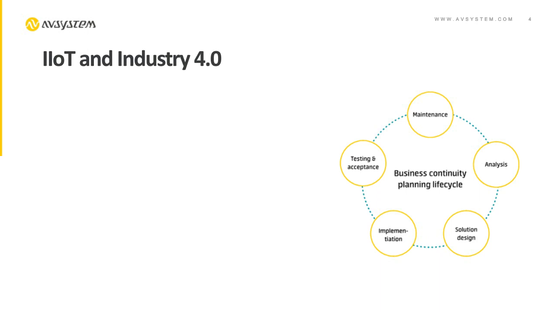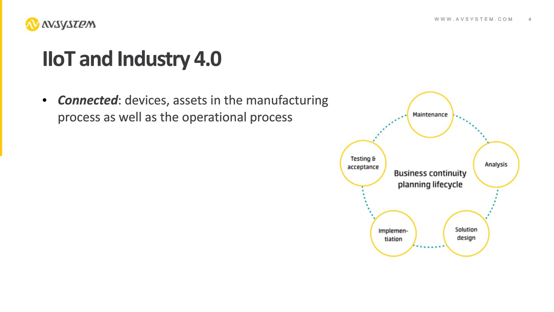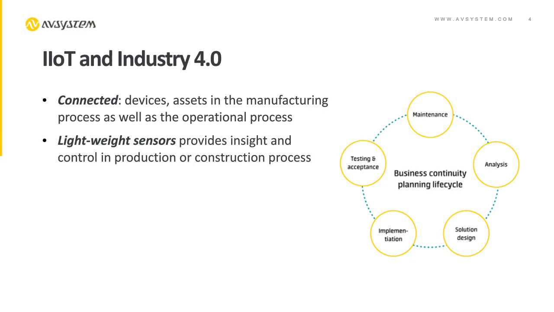So here brings me up to IIoT, Industrial IoT, or Industry 4.0. What is IIoT about? It's all about connecting devices and assets in the manufacturing process, as well as how you operate your business. It's about lightweight sensors, applying the sensors to track and trace, collecting data, providing insight to aid your decision-making.